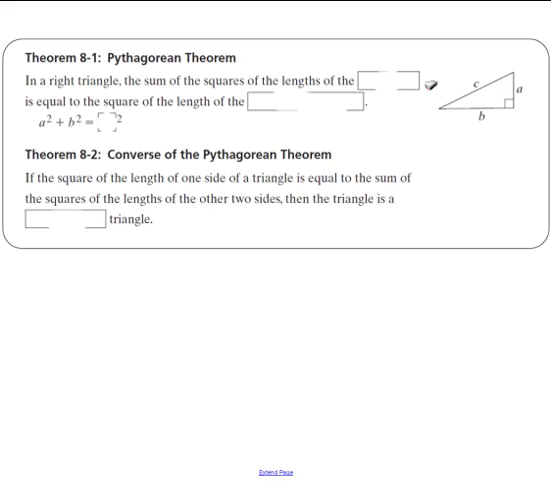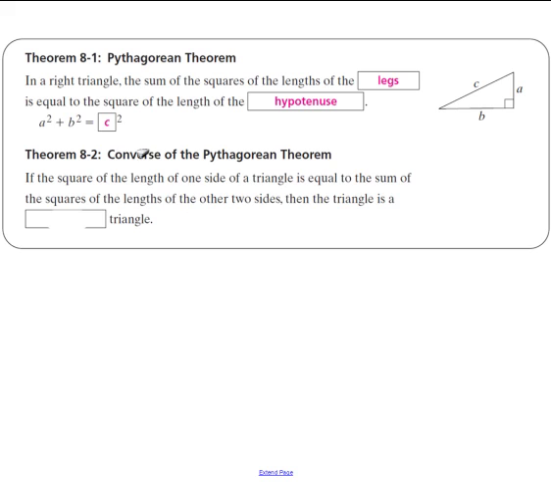And if you have a right triangle, then the squares of the lengths of the legs are going to be equal to the square of the length of the hypotenuse, right? That's your basic definition of Pythagorean theorem. So we get A and B are two legs, so A squared plus B squared equals C squared.